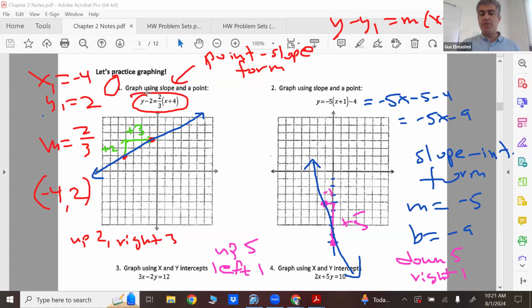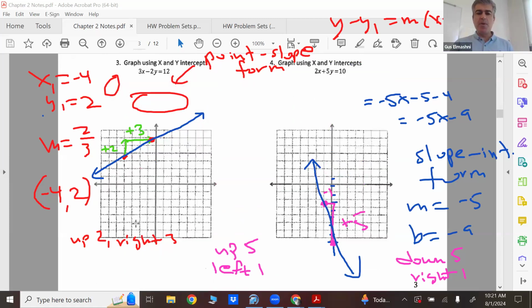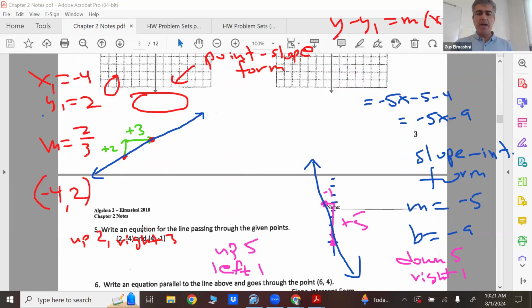So you have lots of different ways you could do it. Can you make a random table? Sure. You can make a random table, plug in random values of x, but that's more work. Then you're doing more computation, and that's when careless errors happen, right? So we want to avoid careless mistakes if we can.